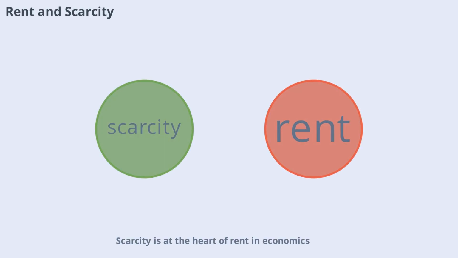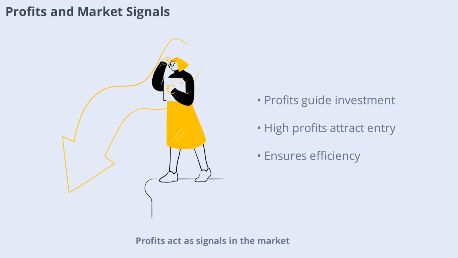Scarcity is at the heart of rent in economics. When something is limited in supply, like prime land or rare resources, its owners can charge higher rents. This principle explains why city center apartments or beachfront properties are so expensive. Scarcity drives up the value of access, making rent a powerful economic force. Profits act as signals in the market, guiding resources to their most valuable uses.